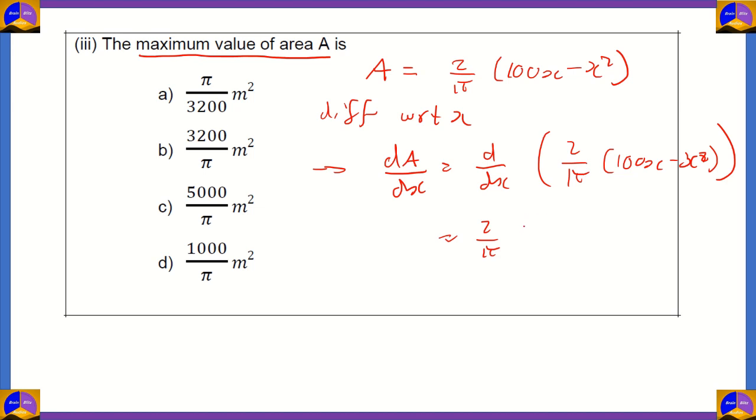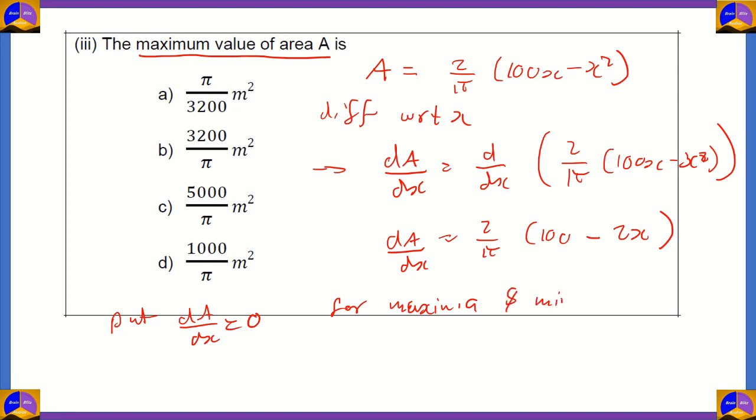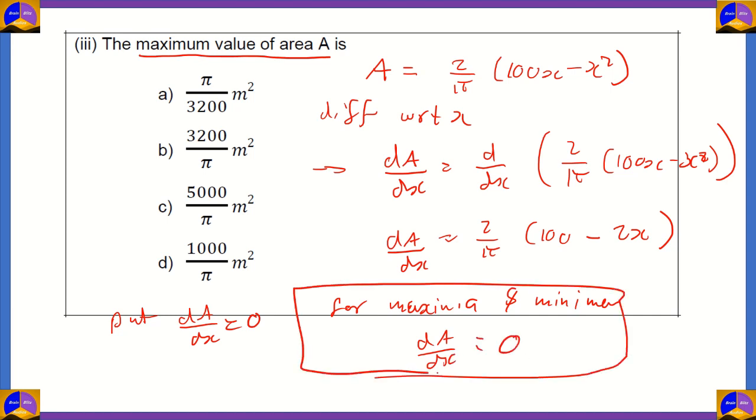And then 100 times d by dx of x will be just 100, minus d by dx of x squared, which is 2x. So you have 2 by pi into 100 minus 2x as dA by dx. Next, we put dA by dx equal to 0. So the step is, for maxima and minima, dA by dx is equal to 0. This is a statement that you have to write when you're solving this question.